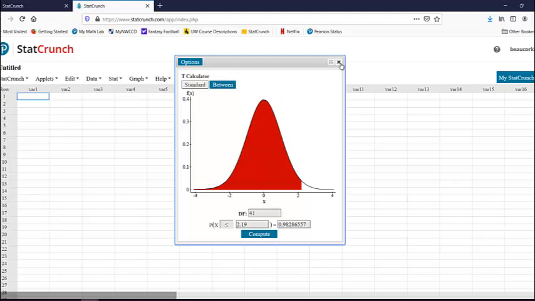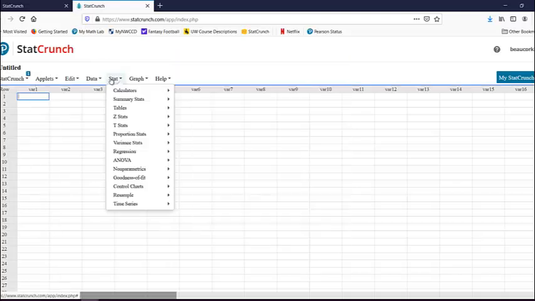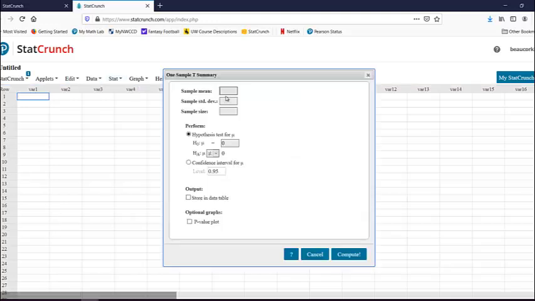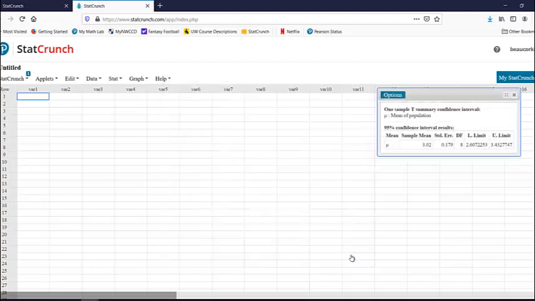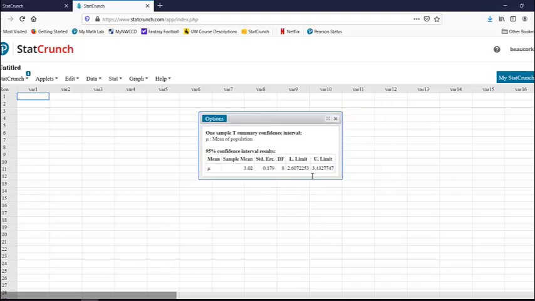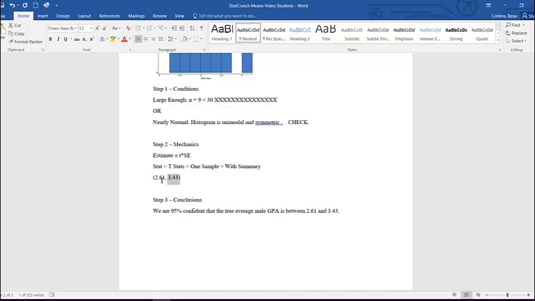So, the calculations: Stat, T Statistics, One Sample, With Summary, because we have the summary statistics. We were given the sample mean, which is 3.02, sample standard deviation 0.537, and sample size 9. We're not doing a hypothesis test, we're doing a confidence interval. Then hit compute. That gives us the upper and the lower limits. It does all the calculation for us: 2.61 to 3.43, which is what I've written right here.